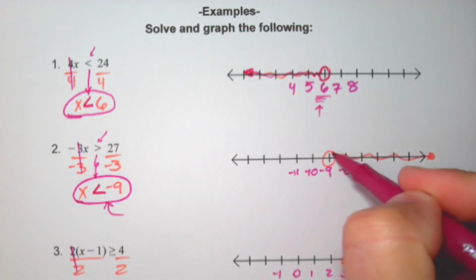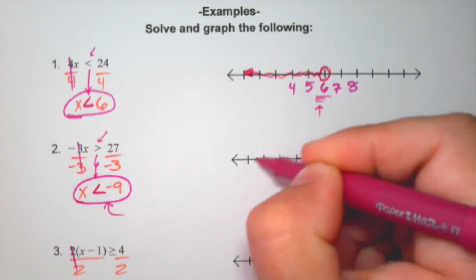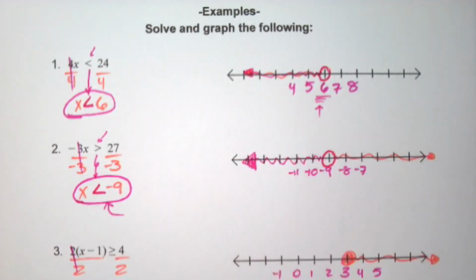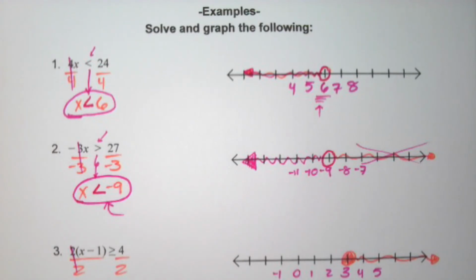So we did have that right open circle at -9, but we didn't want everything greater. We needed to flip it. We want everything that is less than it. So keep that in mind. When we're graphing, we're always graphing from that very last step. We're not using any other piece of that equation.